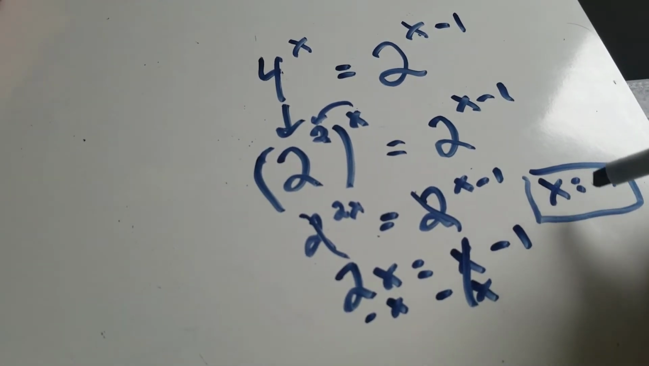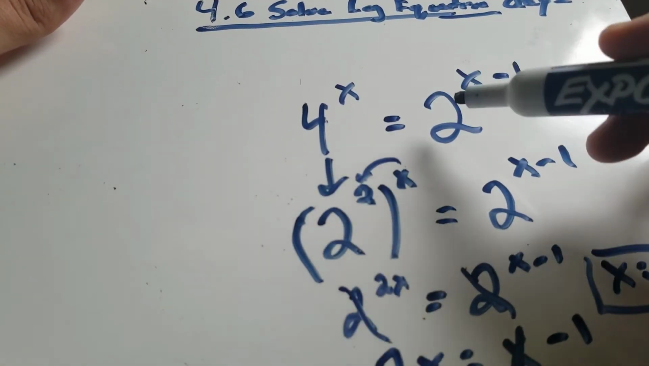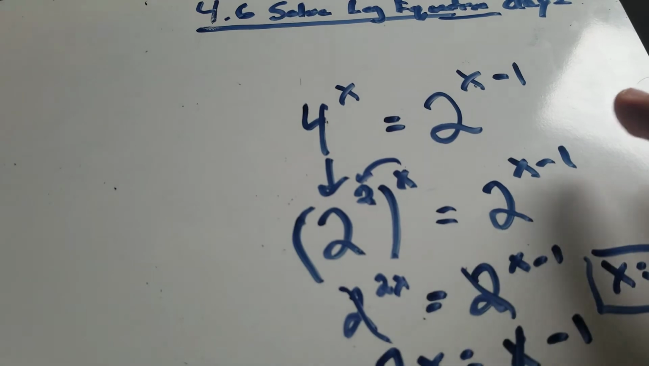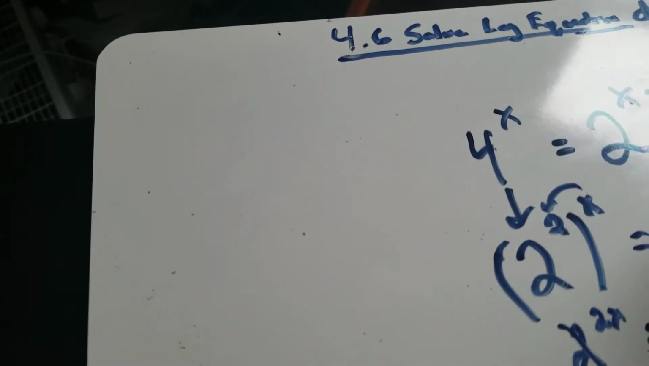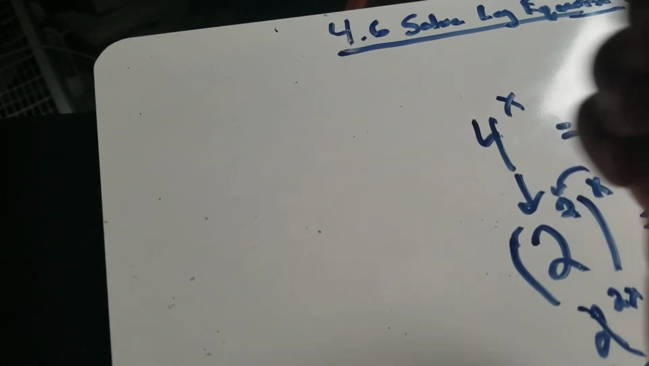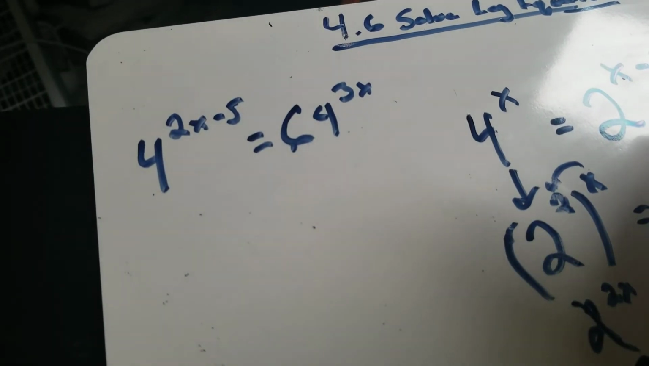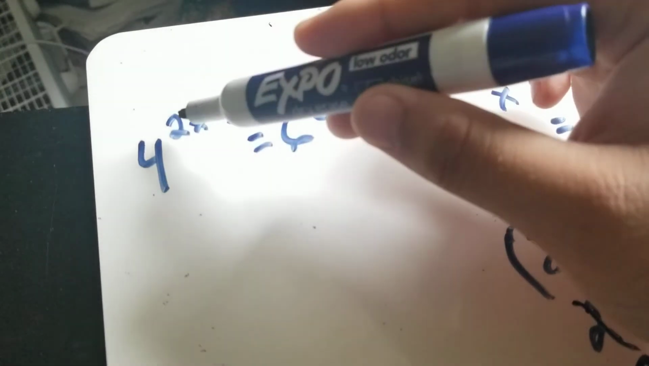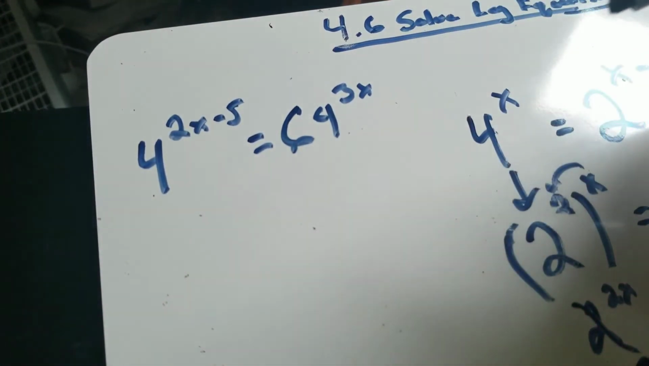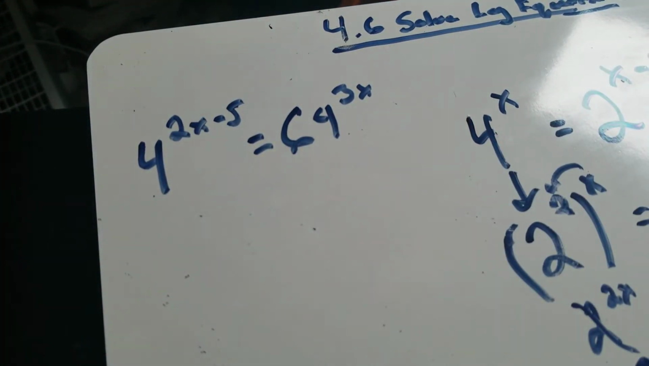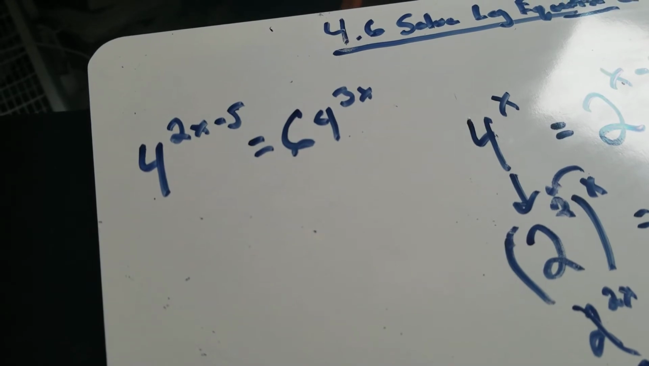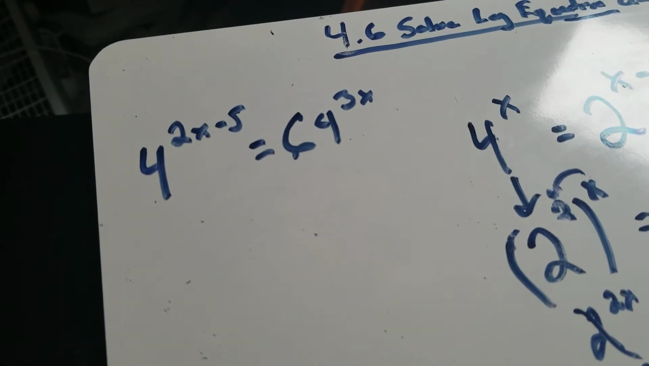So that's really nice. Now we have set it up where even if they're a little mismatched, we can solve it. Let's try another example. To save some time, I just wrote it: 4^(2x-5) = 64^(3x). Okay, so we've got to think, which one is the bigger number? So step 1, look at the bigger number and see how you could rewrite it to the smaller number.